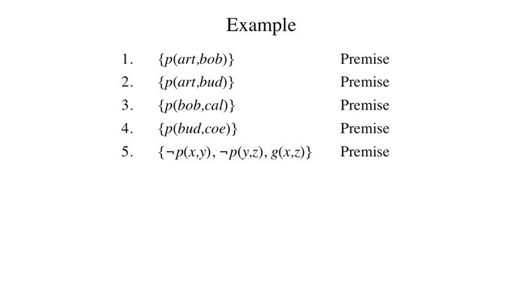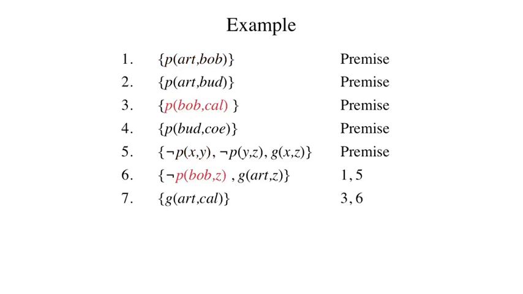We start with our 5 premises, 4 simple clauses for the 4 simple facts about the parent relation, P, and 1 more complex clause capturing the definition of the grandparent relation, G, in terms of P. Start by resolving the clause on line 1 with the clause on line 5 to produce the clause on line 6. Here X is bound to Art and Y is bound to Bob. We then resolve the clause on line 3 with this result to derive the conclusion that Art is the grandparent of Cal.